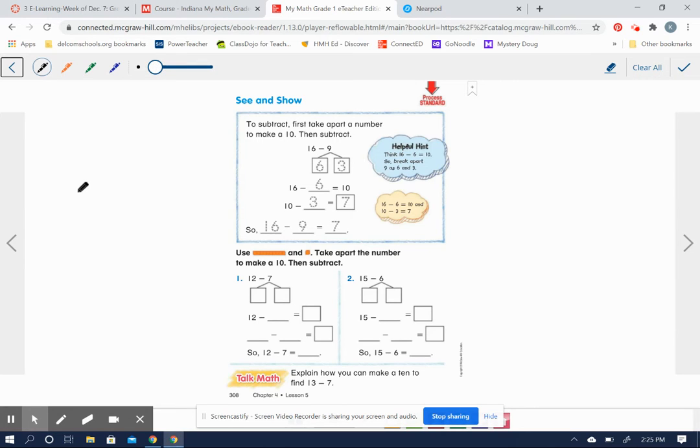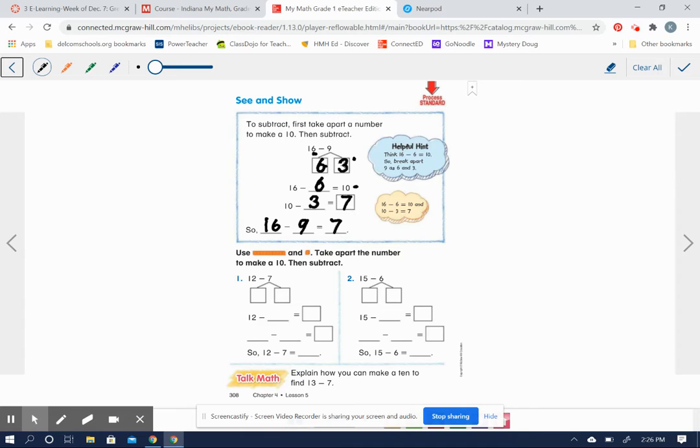Okay, so we're taking apart the 9, and we're also taking apart the 16. So 16 minus 6 is going to give us our 10. And now we have to use that 6 in order to break apart this 9. So 6 plus 3 equals 9. So now we've subtracted the 6. Remember, now we're going to subtract the 3 from 10. So 10 minus 3 equals 7. So 16 minus 9 equals 7.